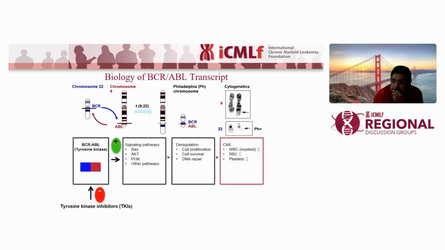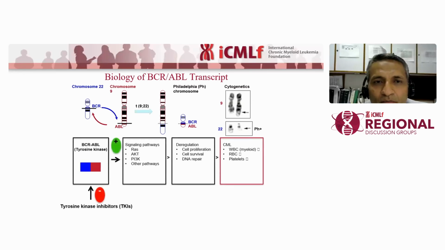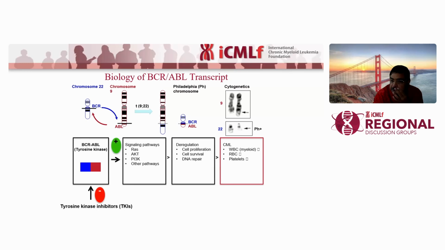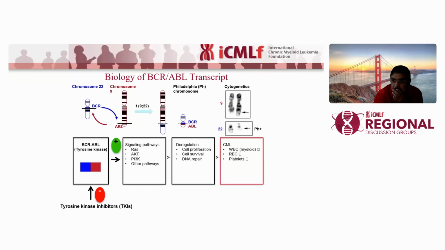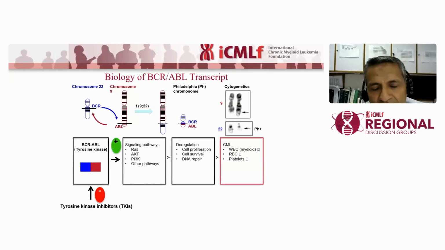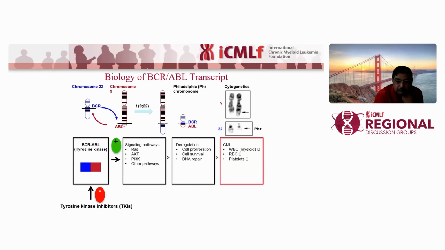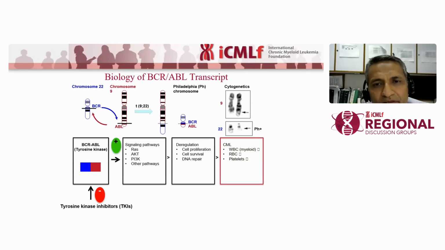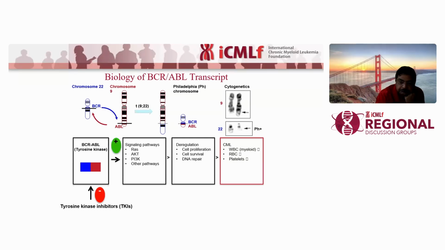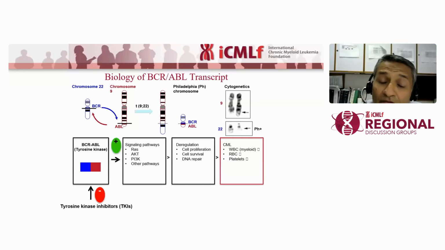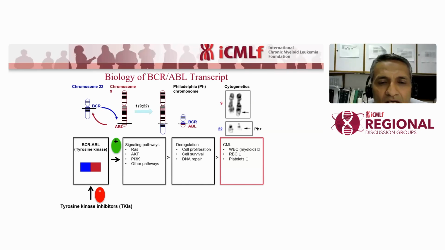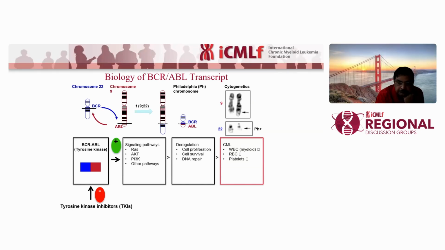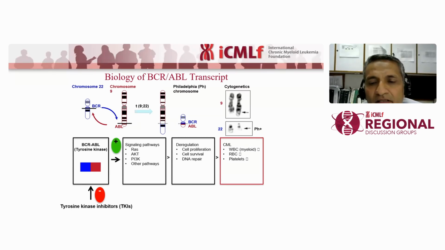Just as Dr. Ali already discussed the biology of the BCR ABL transcript, as we know, the Philadelphia chromosome is pathognomonic for the CML diagnosis, but at the molecular level, the BCR ABL rearrangement or transcript is a very important diagnostic and monitoring marker. This marker deregulates different cellular functions, such as proliferation, survival, and DNA repair, and through this the disease happens.